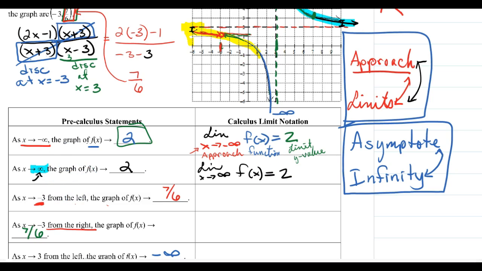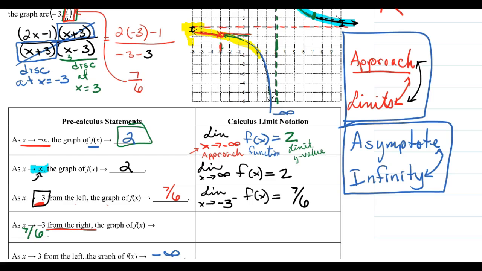This next one adds just a little extra twist. This has the from the left. When I have from the left, I start with my limit as x approaches -3. And from the left means from the left side of the graph. The left side of the graph is the negative side of the graph. So we indicate this with this little negative superscript, of the function equals the value of the limit. So my little negative there meant from the left.